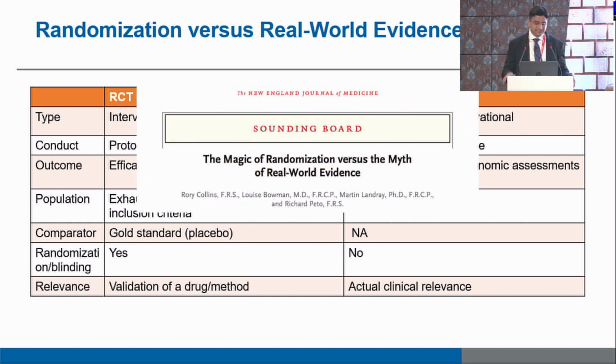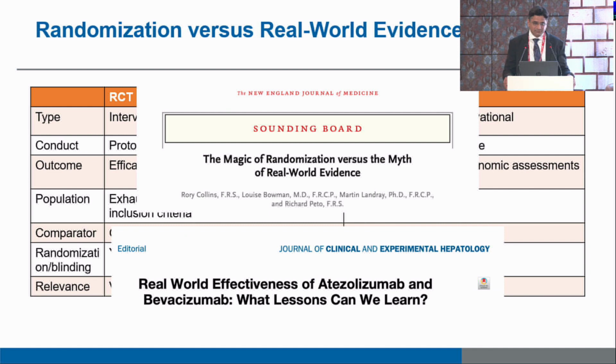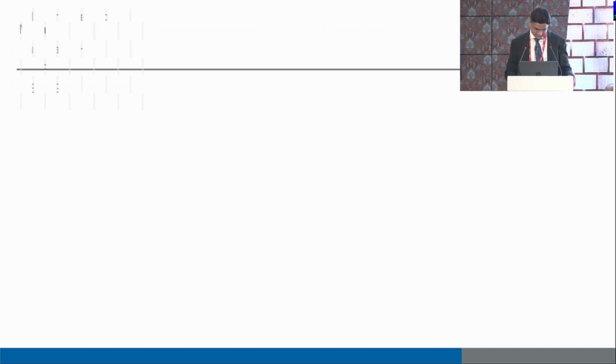So this was an NEJM study, the magic of randomization versus the myth of real-world evidence. There are several rebuttals written for this, but there are certain lessons which we can learn from real-world evidence. That's the reason we'll be speaking on immunotherapy's real-world evidence.